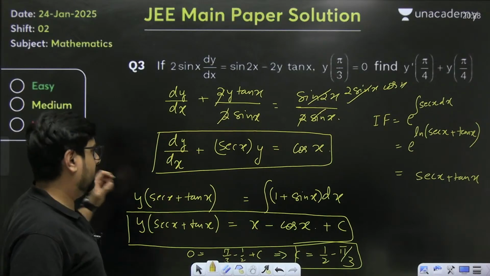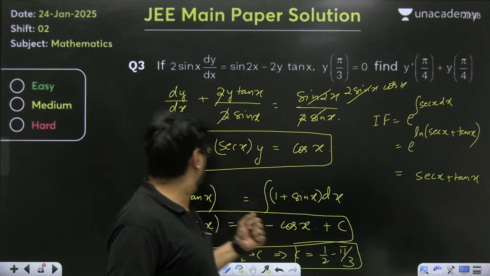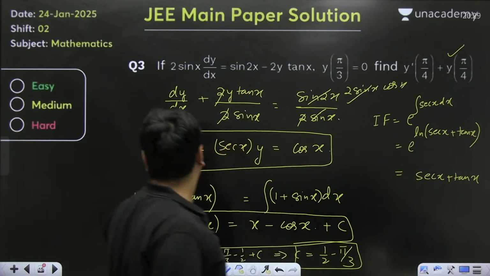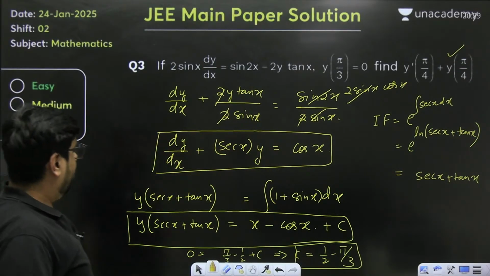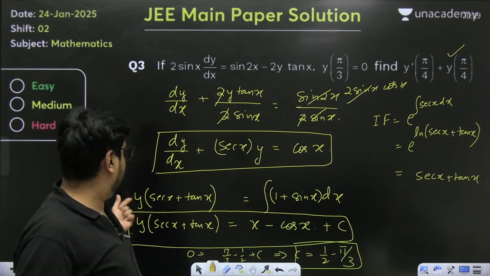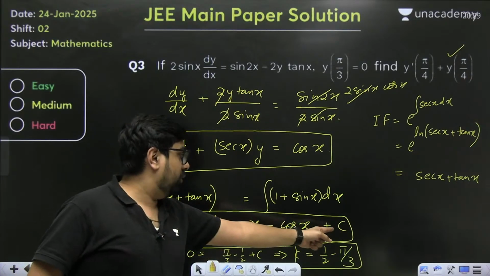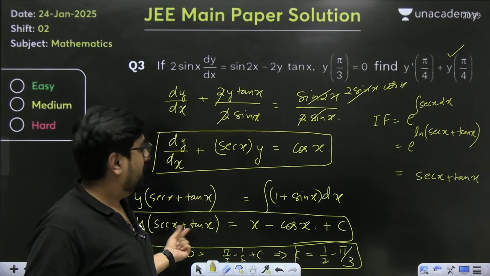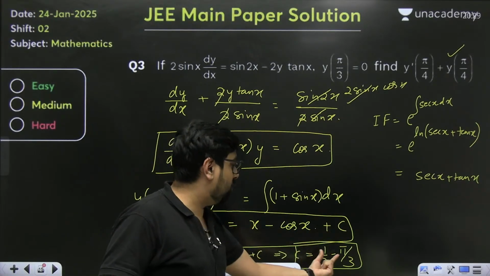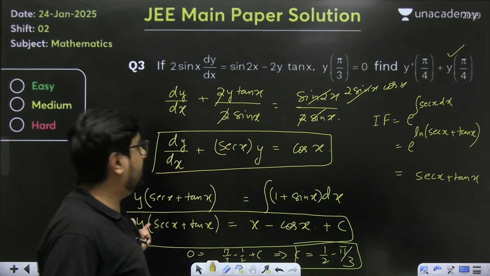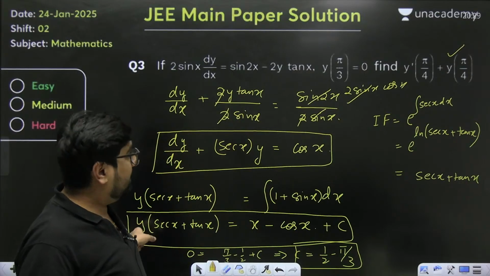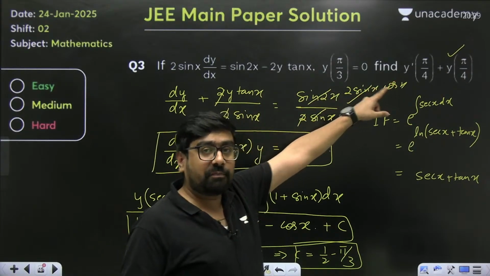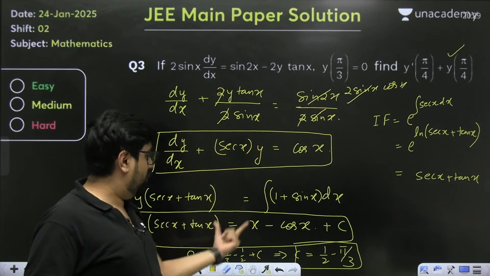Correct only I am saying. This c you will use to find y of pi by 4. Okay, where will you get y of pi by 4? From here. Y of pi by 4 over here. Put the value of c, you will get the value of y of pi by 4. Right? Put x equal to pi by 4 and c equal to 1 by 2 minus pi by 3. Then you will get y. And then that value of y you will have to use in y dash. Then you have to find y dash of pi by 4, where instead of y, you will put this value of y.